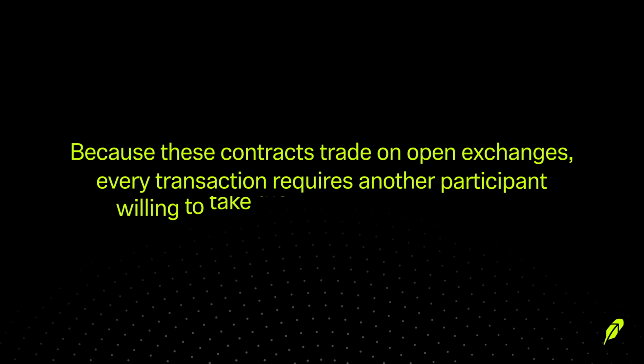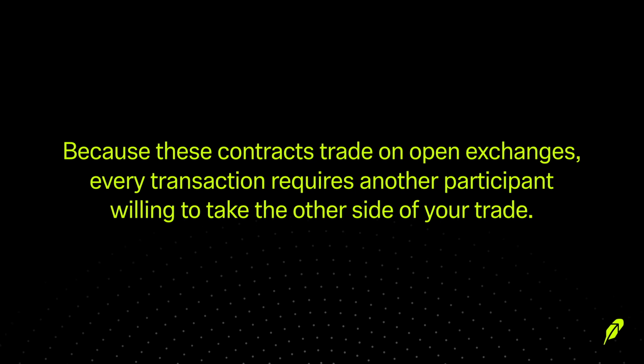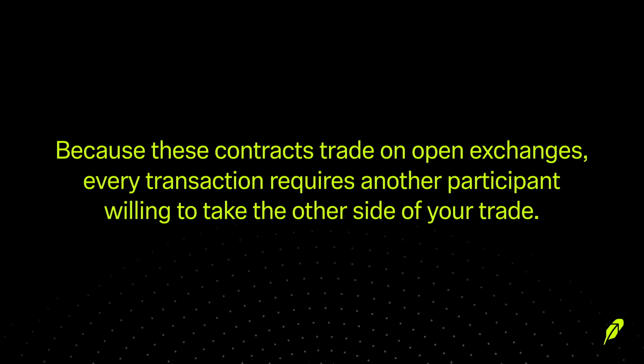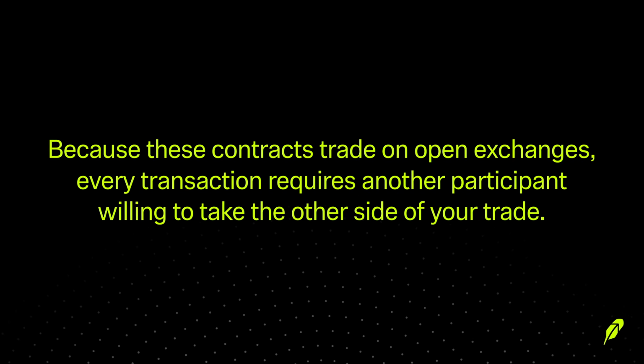Remember, event contracts use limit-based orders. That means you're specifying the price you're willing to pay, and the order will only execute if the market can match you at that price. Because these contracts trade on open exchanges, every transaction requires another participant willing to take the other side of your trade. If no one's willing to do that, your order simply won't execute. As a result, orders can be filled, partially filled, canceled, or even rejected depending on market conditions.